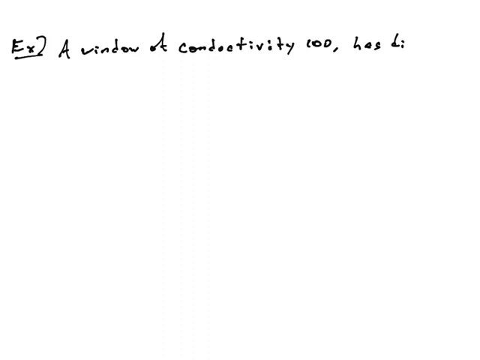Now, let's try another example. Let's say a window of conductivity 100 has dimensions of 2 by 3 by 0.1. So that is, let's say, length times width times height. It's length of 2, width of 3, and then the thickness is 0.1.